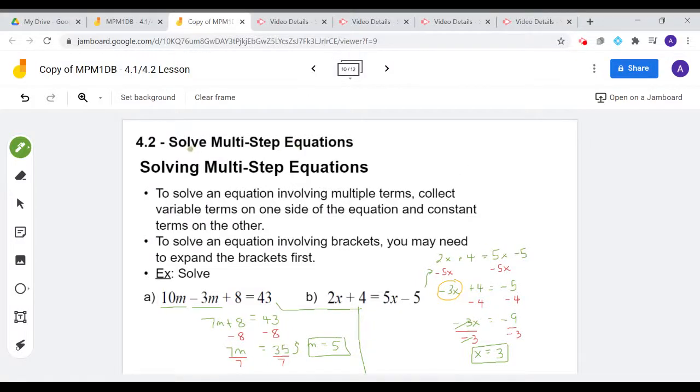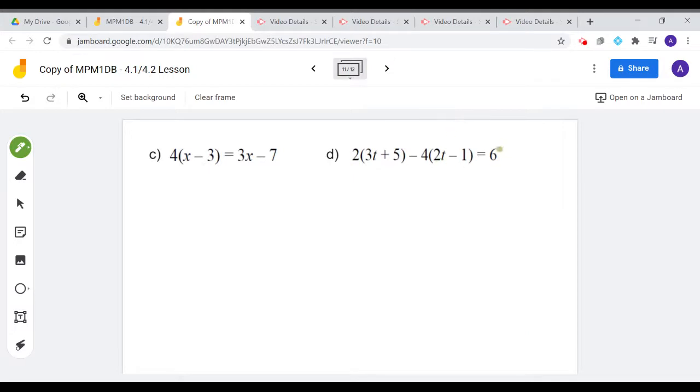Hello everybody, we're going to continue talking about solving multi-step equations by looking at equations with brackets. So here we see we have some brackets, so before we can start to solve for x, first we have to expand. We need to multiply 4 times x to get 4x, and 4 times -3 to get -12. We don't have to expand anything on the right-hand side, so it stays as 3x minus 7.